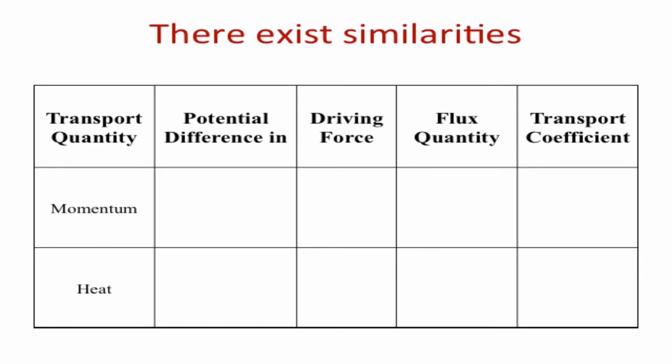So in momentum transfer, we have potential differences in velocity. We looked at Vx, but in general, it's actually V as a vector, so that has components Vx, Vy, Vz. I can look at that difference or gradient as a driving force. And the flux quantity, how do I refer to it? Shear. We actually had a letter for it, tau.